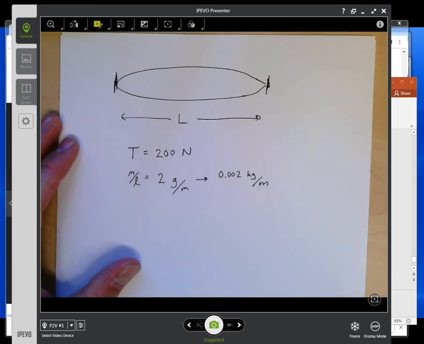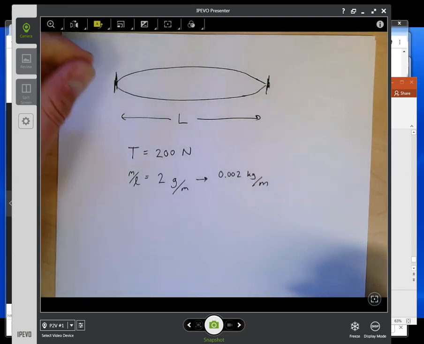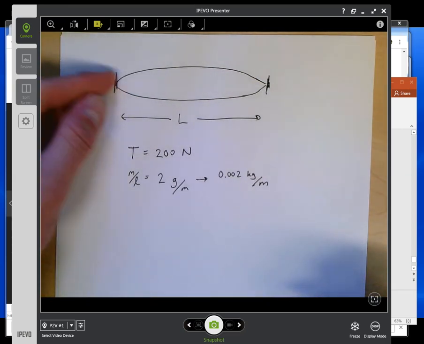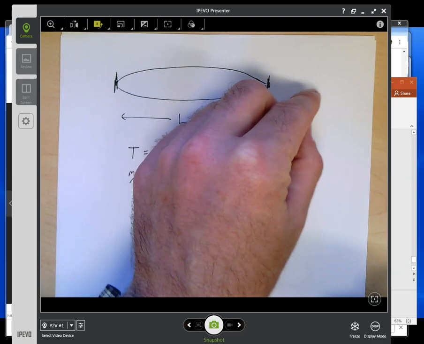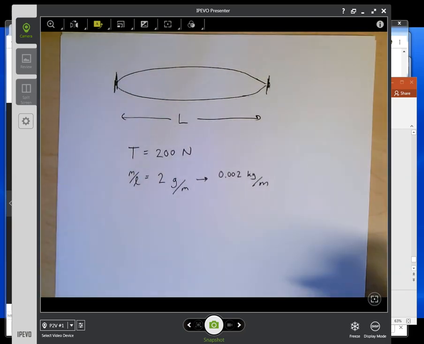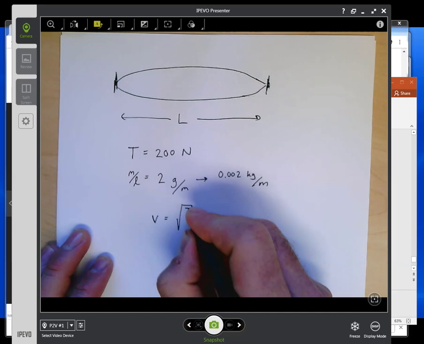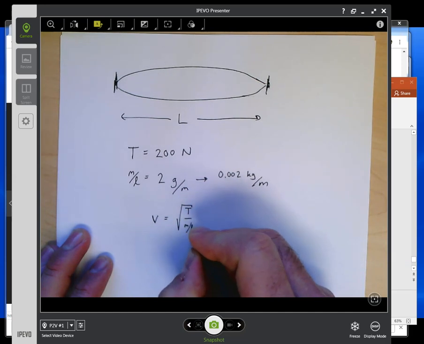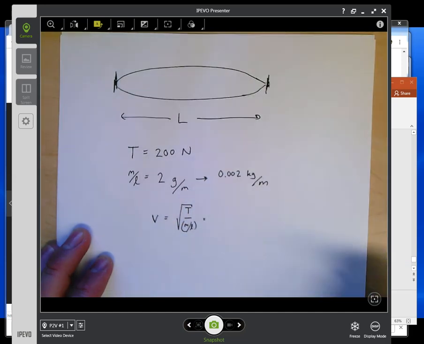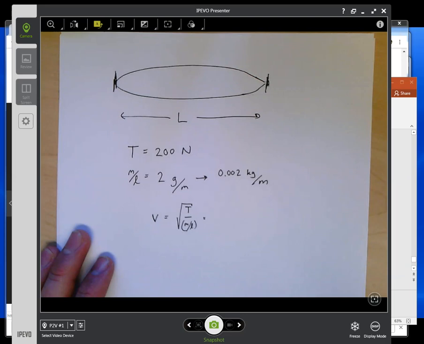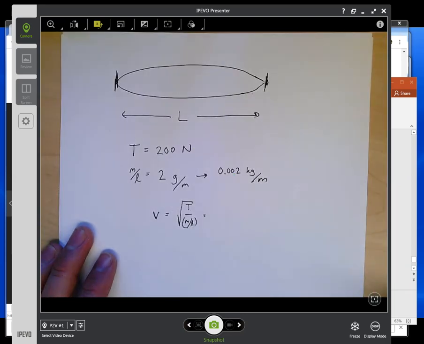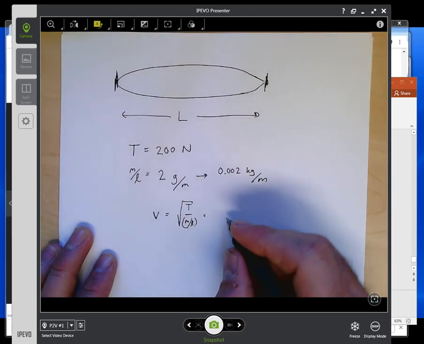So a typical problem might ask us, for example, what is the speed of a wave on the string? That means if I were to pluck it on one side, how fast would it move from one place to the other? And so we can use our formula for the speed of the wave, which is the square root of tension divided by mass per unit length. And the cool thing here is that if we use SI units, it'll work out to be meters per second.